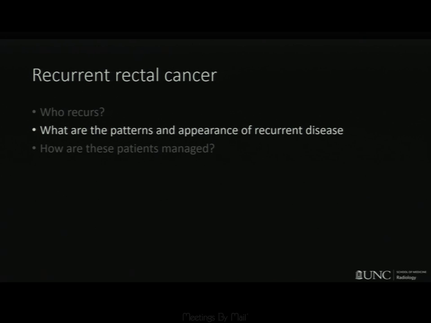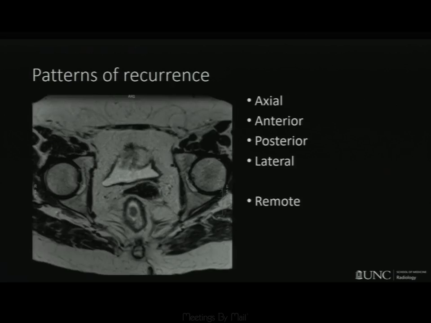So now that we know how to image these patients and who's going to recur, what does recurrence actually look like? So there's different patterns of recurrence, and it's helpful to kind of break it down into categories of axial, anterior, posterior, lateral, and remote, which is going to be your metastatic disease. Obviously, you can combine these categories.